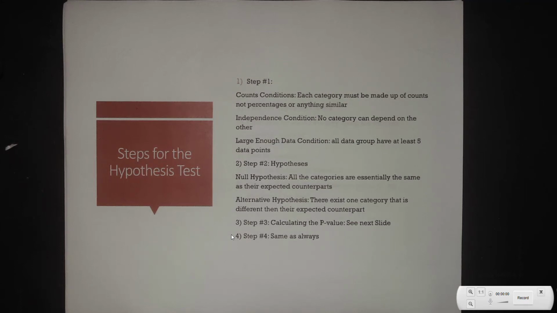The null hypothesis says that all the categories are essentially the same as their expected counterparts. The alternate hypothesis says there exists one category that is different from its expected counterpart. So it works a little bit like this. Then I'm going to calculate the p-value, which has a bit to it. But let me do the first 2 steps first, and then I will go to step 3 in a second.